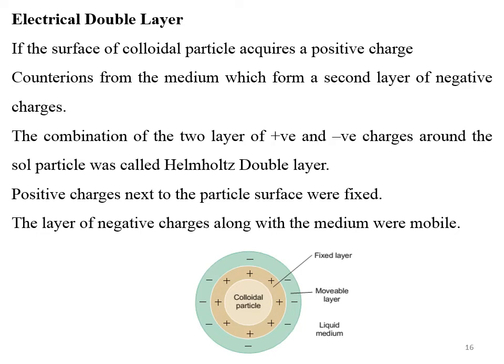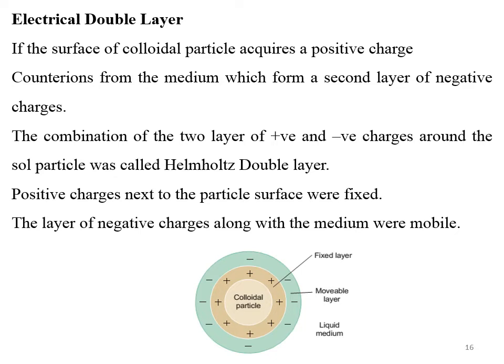So this is the concept of the electrical double layer. As the name double layer represents, there are two layers of charges. The first one is of the positive charges, and the second one is of the negative charges.